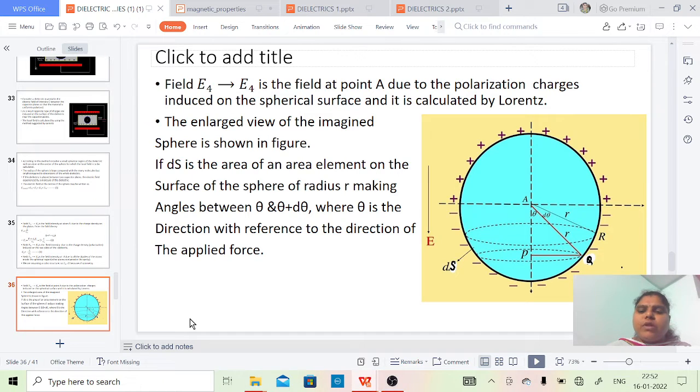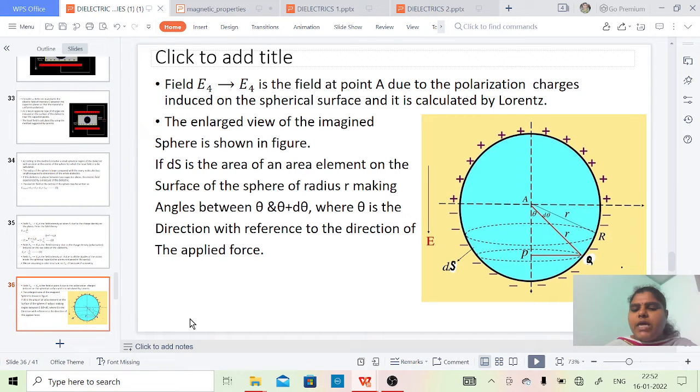Let us consider a spherical cavity. The enlarged view of the imagined sphere is shown in the figure. So we are considering a spherical region, and that spherical region is to be assumed like this. Let dS be a small area element on the surface of the sphere of radius r, making angles between theta and theta plus d theta, where theta is measured with reference to the direction of the applied field.